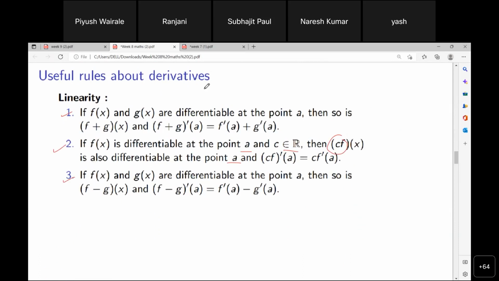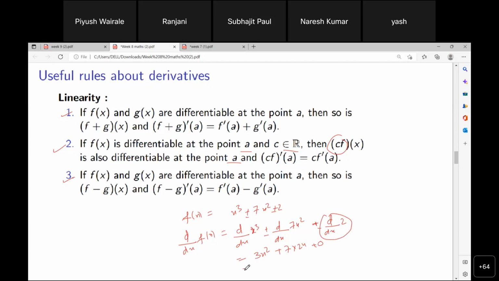If I am given this function f of x, x cube plus 7x square plus 2, and I want to differentiate it, I can transfer this derivative to each individual term: d/dx of x cube plus d/dx of 7x square plus d/dx of 2, right? It can be minus also, no issue. I can take the constant outside, so it will be 3x square plus 7 into 2x plus the derivative of the constant function, which is 0, right? So it will be 3x square plus 14x.